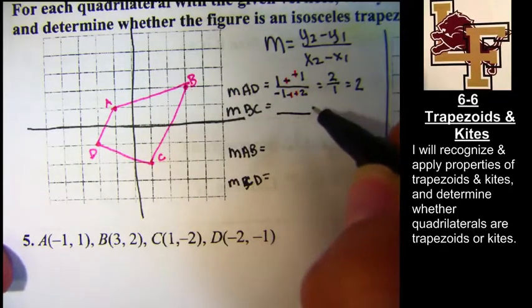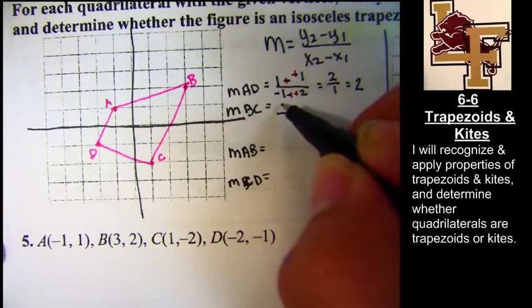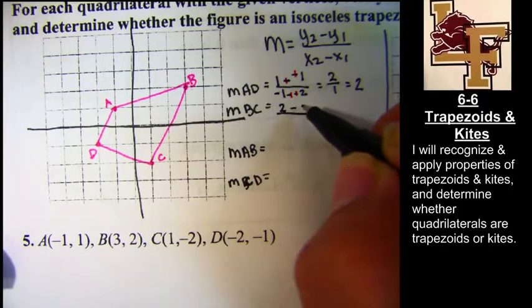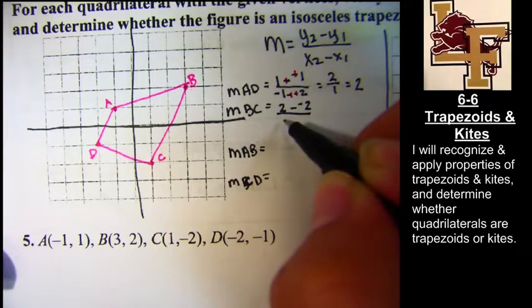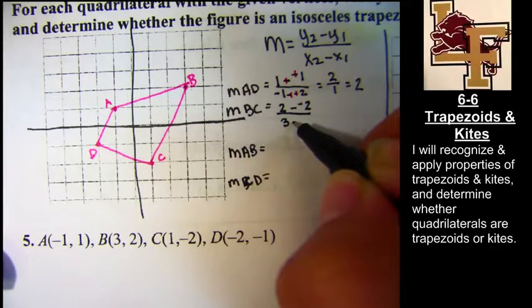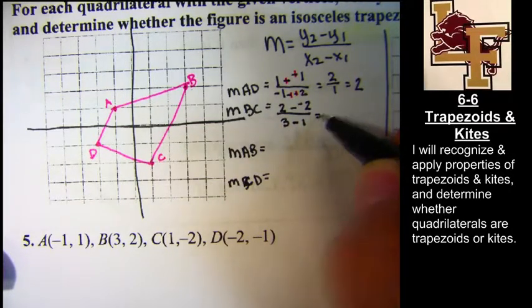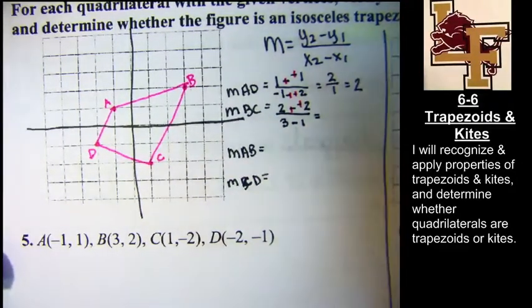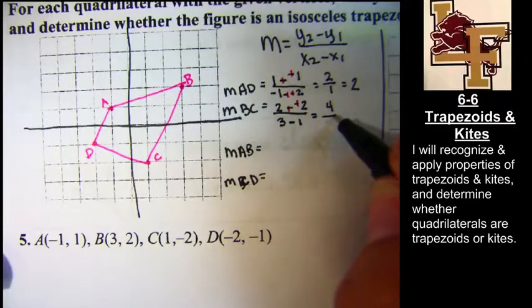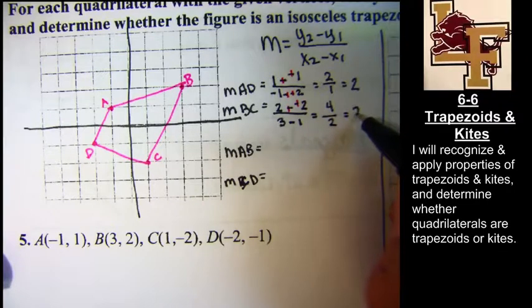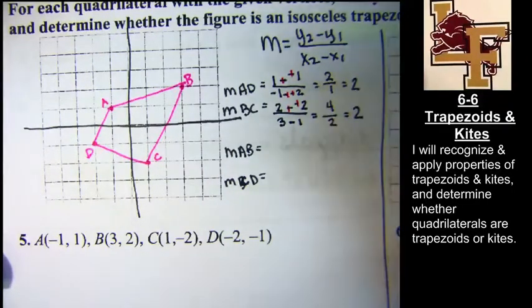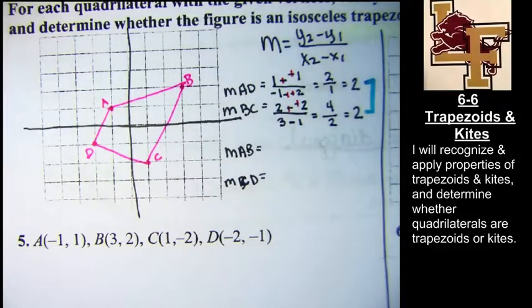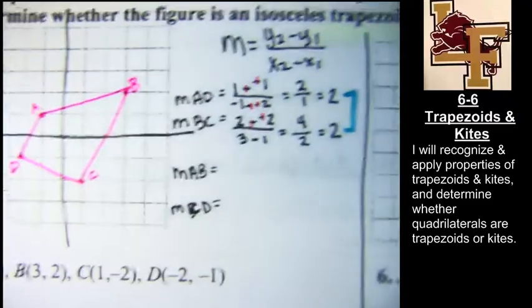All right, going to do it again with B and C. Y coordinate of B, y coordinate of C, x coordinate of B, x coordinate of C. Get rid of my double negative. All right. Okay, those are the same slopes.